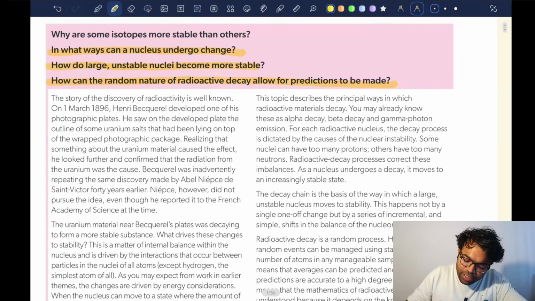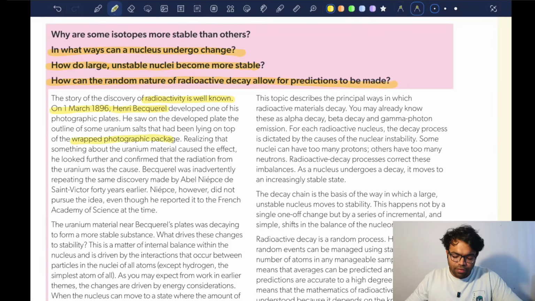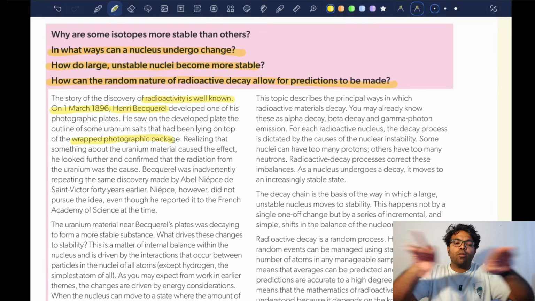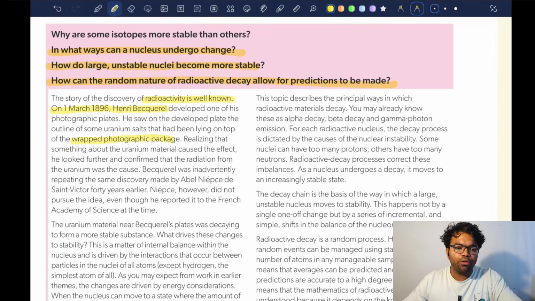Now, the story of the discovery of radioactivity is well known. On March 1st, 1896, Henri Becquerel developed one of his photographic plates. He saw on the developed plate the outline of some uranium salts that had been lying on top of the wrapped photographic package. Basically, you had a plate, on top of the plate a sheet, and on top of that sheet you had uranium. But the uranium had somehow affected the photographic plate through the piece of paper.